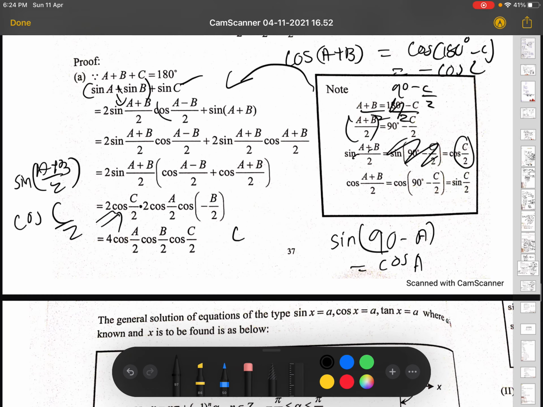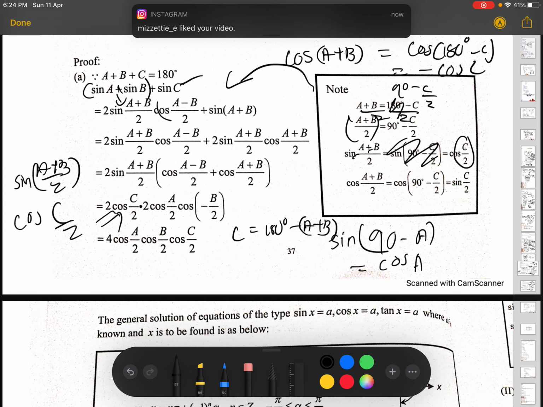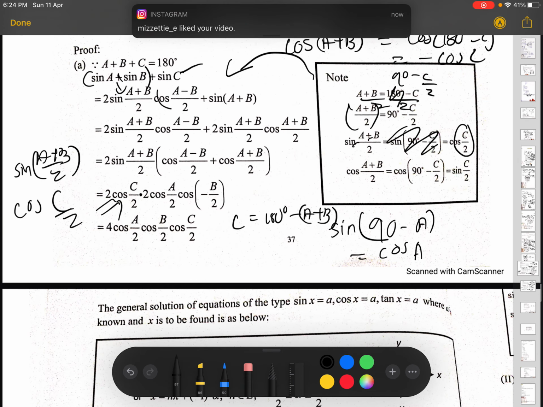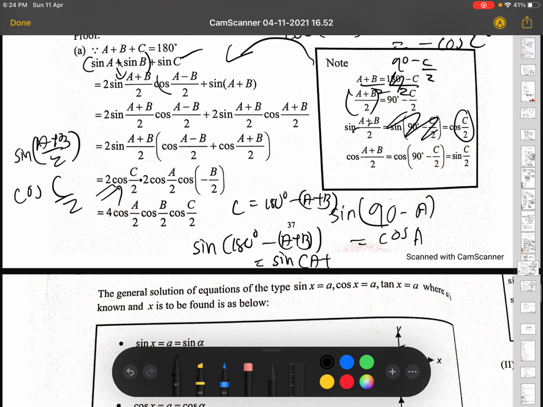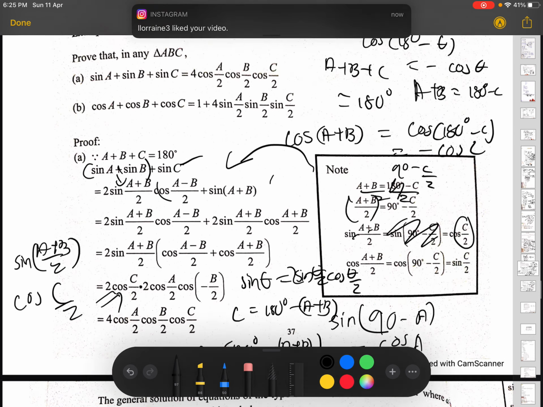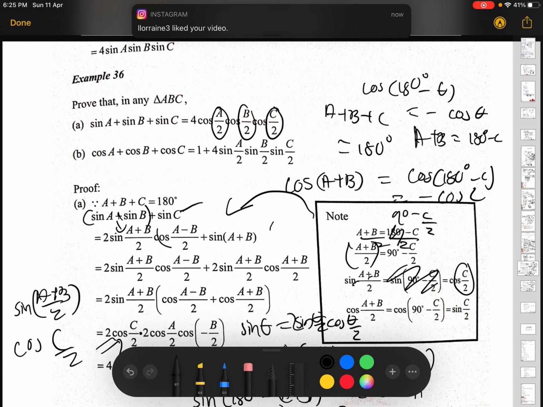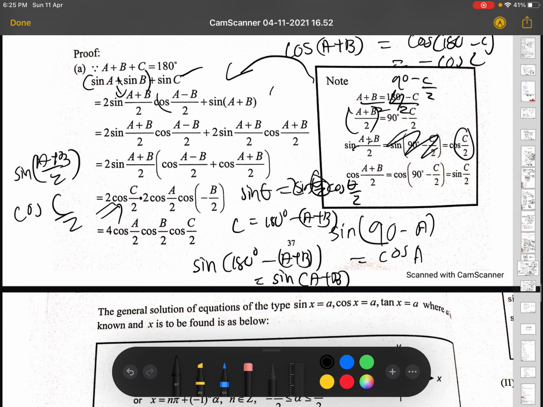Sine C. Remember that C is equal to 180 minus A plus B, right? So I put that in. Then you will get sine of 180 minus A plus B. But remember, sine of 180 minus theta is equal to sine theta. So this is sine of A plus B. I put it in. Then remember, sine theta equals 2 sine theta over 2 cos theta over 2. Why do I want to use this? Because I want to try and get them all to become A over 2, B over 2, C over 2. You see that they're all divided by 2, right? So I want to get as many halves as possible using all the methods that I can use.